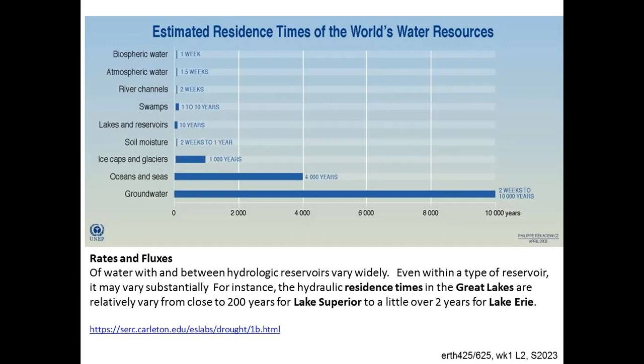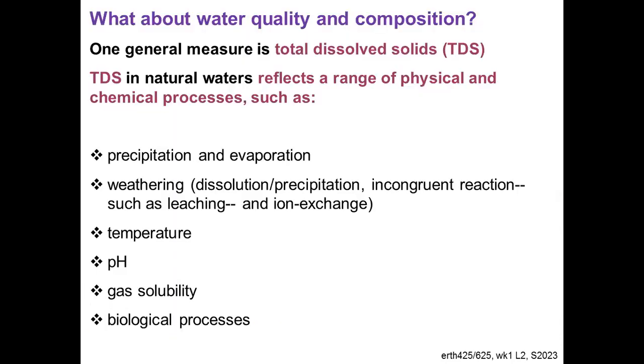Soil moisture, weeks to perhaps a year. And then we get to the big ones, ice caps and glaciers, where it's thousands of years. The oceans is many thousands of years. And some groundwater, especially the deeper we go, multiple kilometers beneath the surface, we can get to water that is as old as 10 or maybe 20,000 years. And these are things that you can determine in various ways, such as radiocarbon, which is something that exchanges with the atmosphere where we have constant production of radiocarbon. And once we isolate the water from the atmosphere, the radiocarbon starts to decay. And this is one of the ways we can calculate these kinds of residence times.